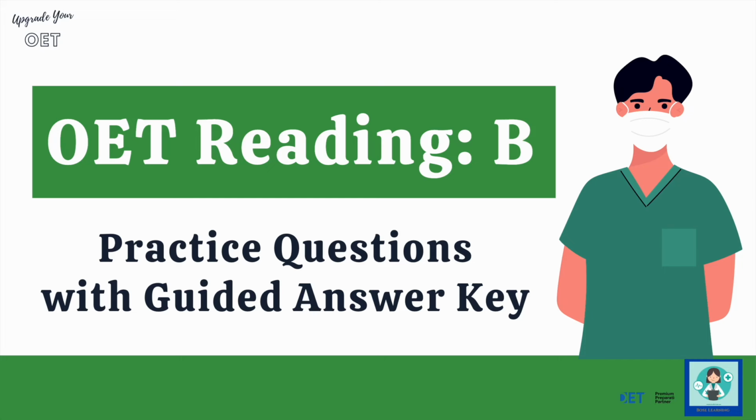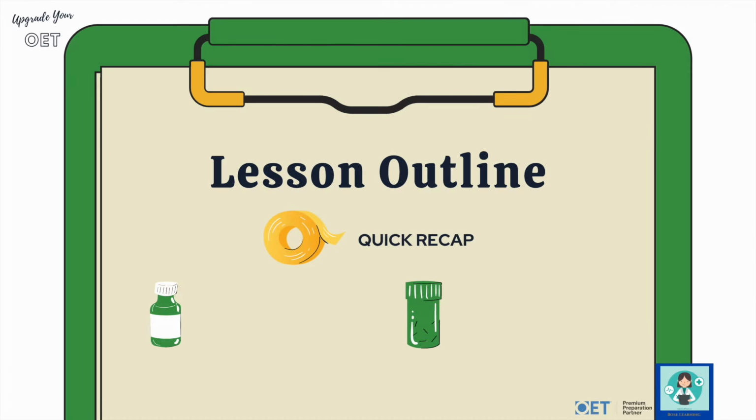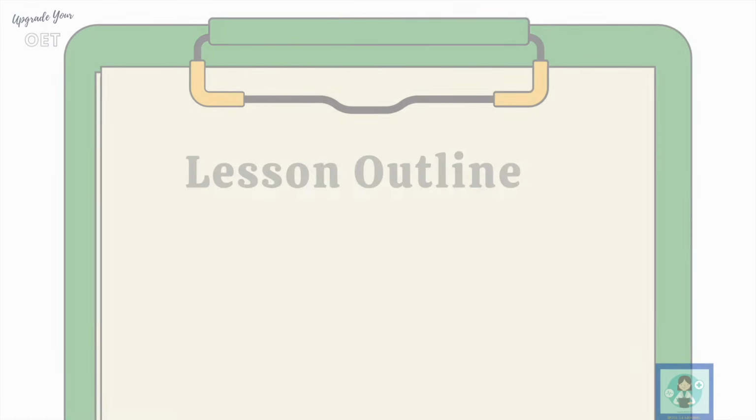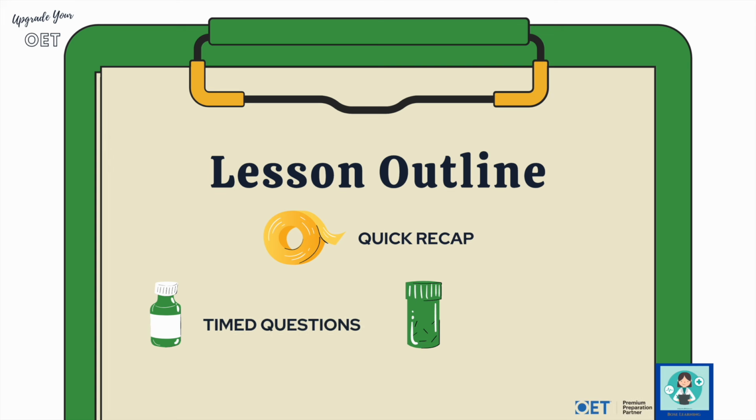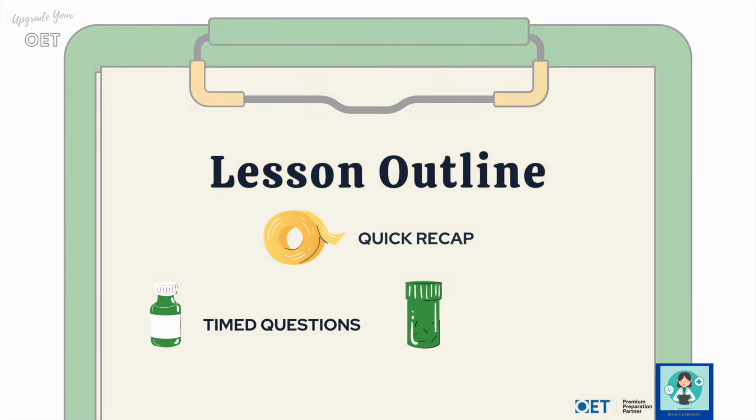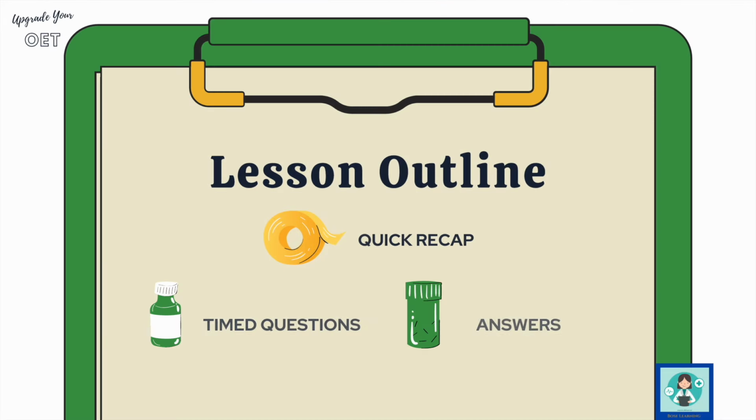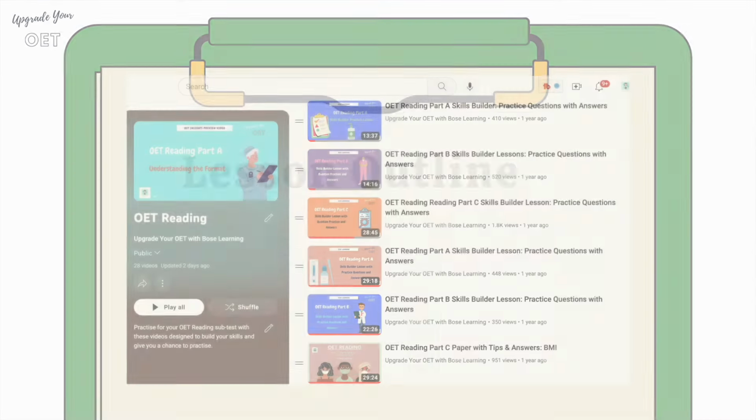Let's do some timed practice for OET Reading Part B, and then we'll take a look at the answers together and why the wrong ones are wrong. We're going to start with a quick recap of the OET itself. You can skip this part if you know it already and skip straight to the timed questions. I'll put in the timestamp for you for that. And then, as I said, we'll take a look at the answers and, importantly, why the wrong ones are wrong.